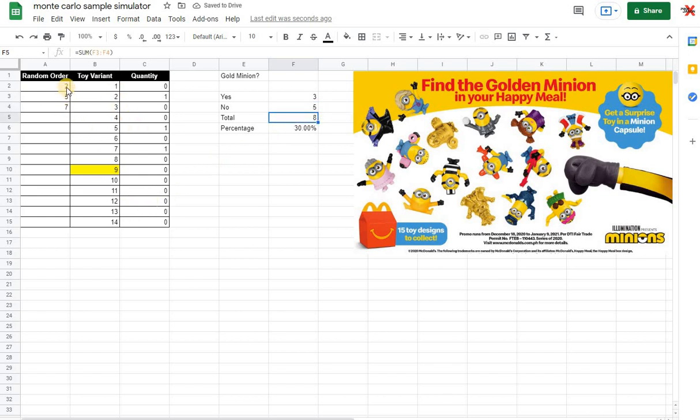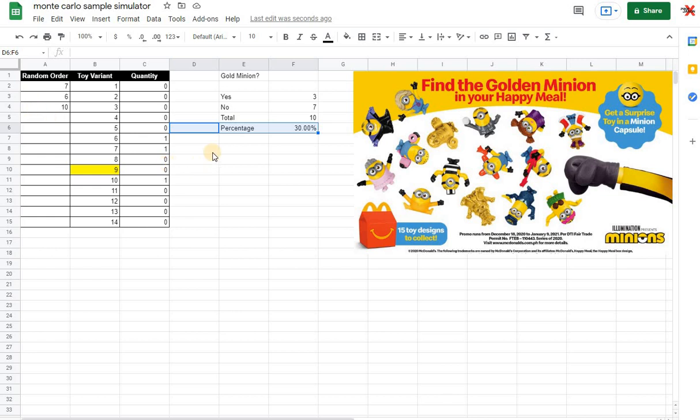Ninth attempt, 2, 5, and 7. So, we did not get it, so 6. And then the last attempt, we had 2, 8, and 12. So, still, we did not get the golden minion. So, 3 out of 10. So 3 out of 10 purchases we had the golden minion, right? So that tantamounts to 30%. This is your chance of getting the minion if you will purchase 10 times in McDonald's with 3 Happy Meals.